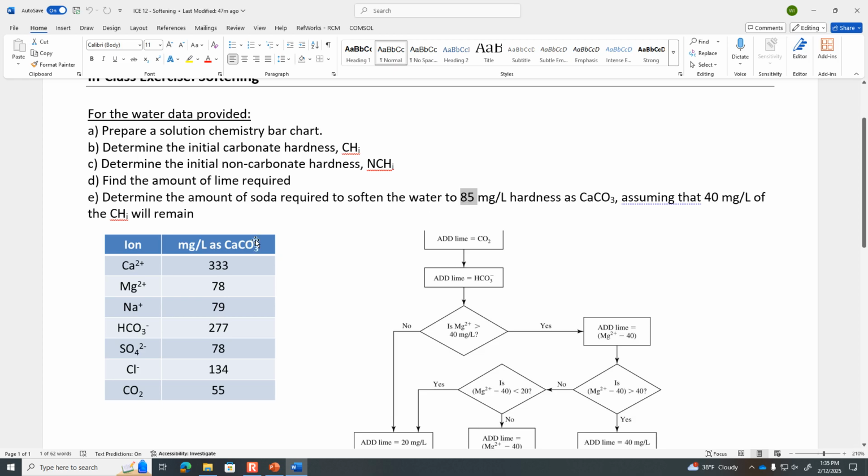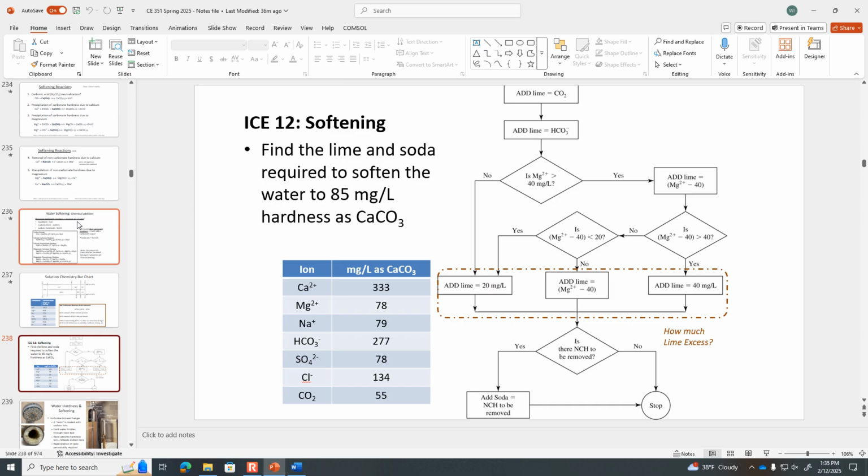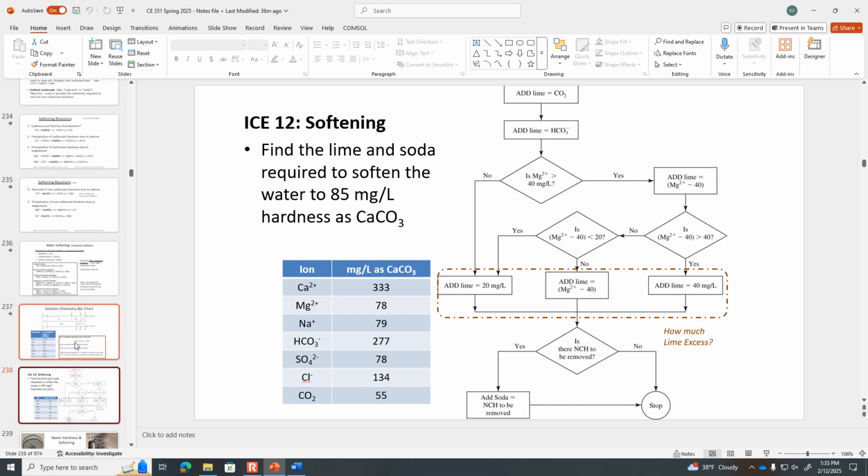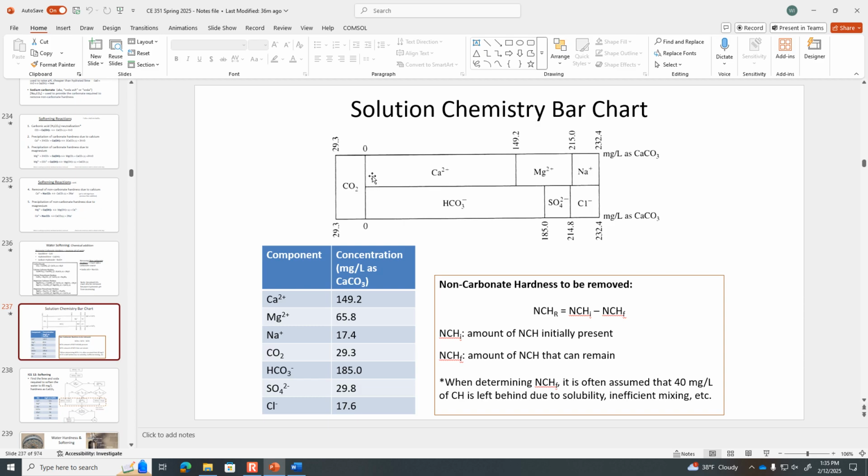So the first step here is just to make a chart that looks similar to the formatting of this one, where you've got calcium, magnesium, sodium on the top, bicarbonate, sulfate, and chloride on the bottom. And then on the left side is the carbon dioxide.